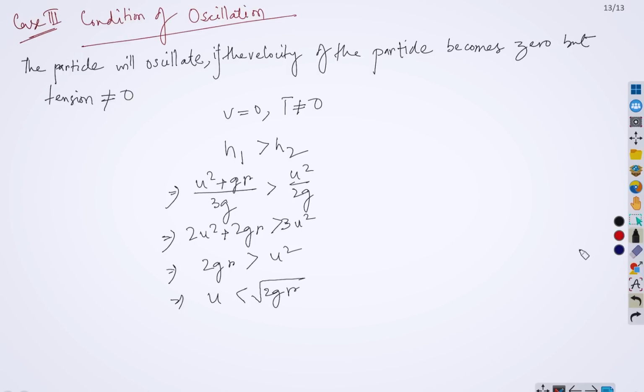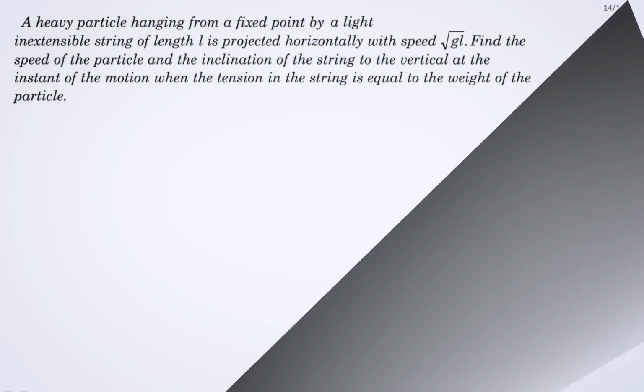Okay, so U, I mean the initial velocity, is our only concern, as I mentioned, because we only know about U, that's all. So if the initial velocity satisfies this condition, then the particle will oscillate, okay? Now let us do some problems on this vertical circular motion, okay?